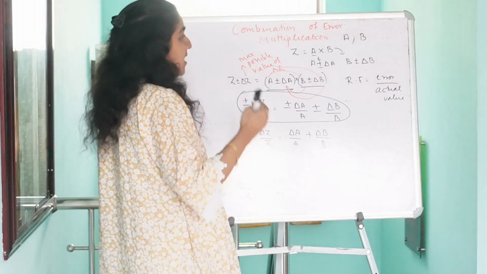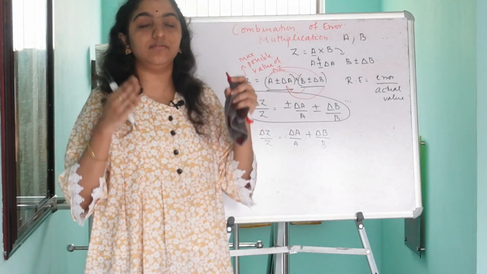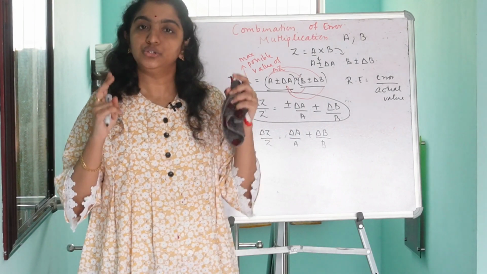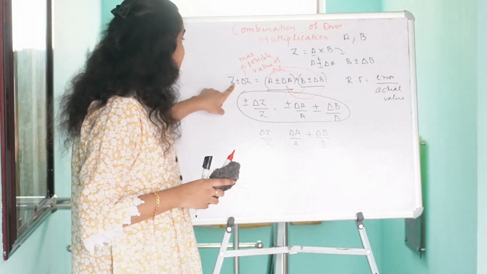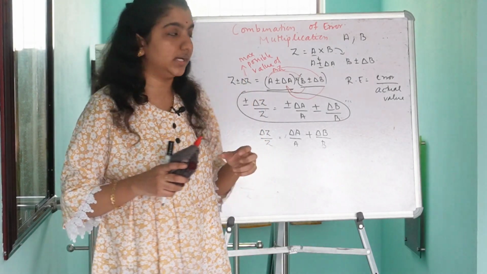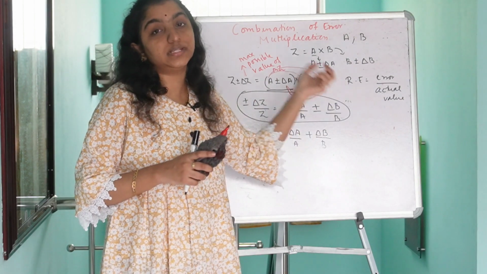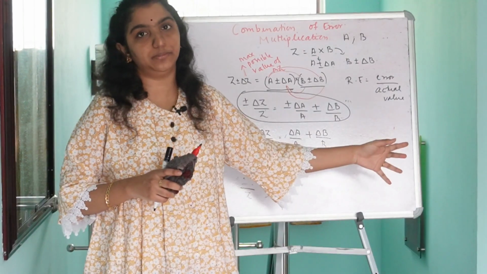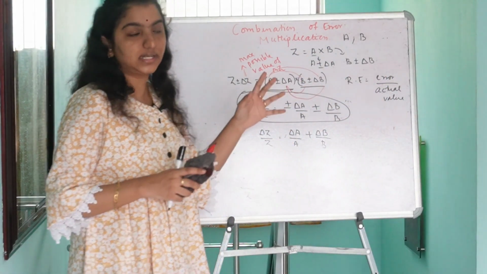So we can say when we are multiplying two quantities, the relative error in the resultant quantity is equal to the sum of relative errors of individual measurements. Is it clear, guys?